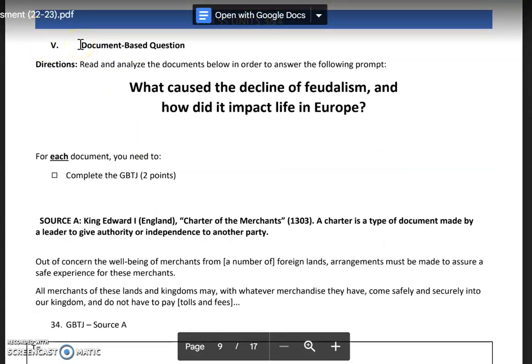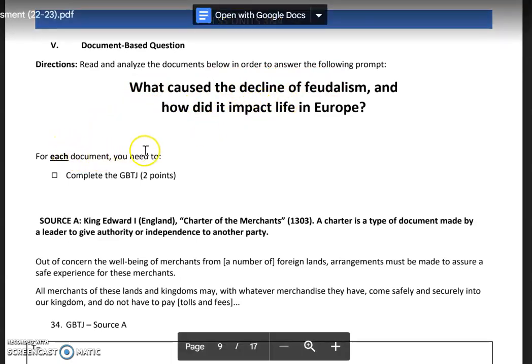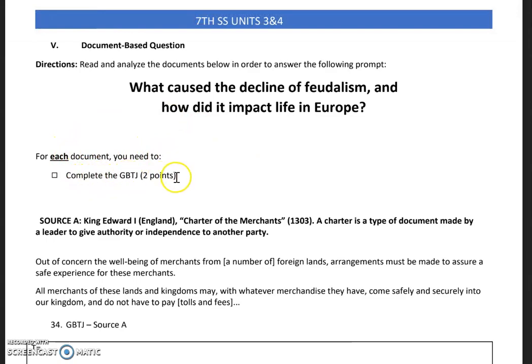Section 5. Document-based question. Directions. Read and analyze the documents below in order to answer the following prompt. What caused the decline of feudalism and how did it impact life in Europe? For each document, you need to complete the genre-based thinking job.